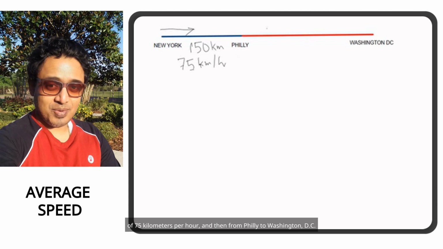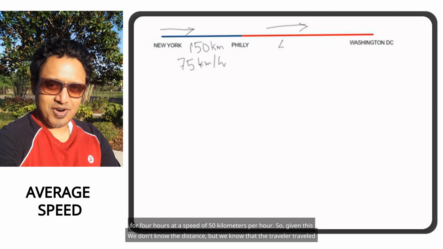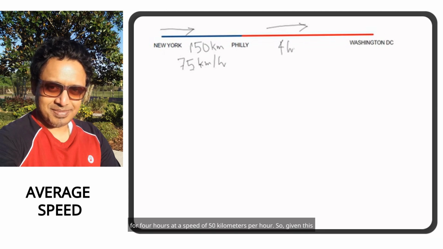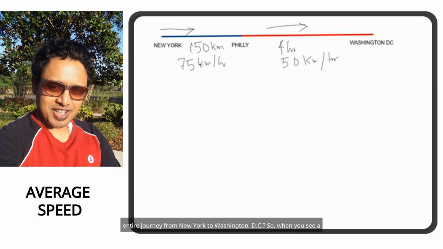And then from Philly to Washington, D.C., we don't know the distance, but we know that the traveler traveled for 4 hours at a speed of 50 kilometers per hour. So given this information, what was the average speed of the traveler for the entire journey from New York to Washington, D.C.?